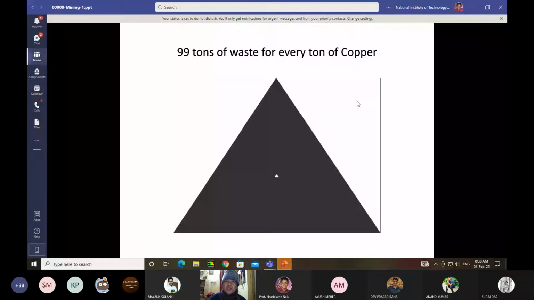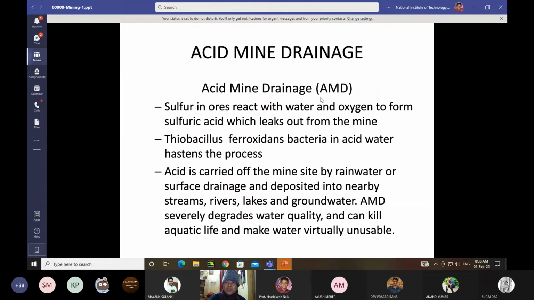So 99 tons of waste material is produced to get 1 ton of copper. To get 1 ton of copper, you are generating 99 tons of waste material. And acid mine drainage is a great problem in surface mines. Acid mine drainage occurs because of sulfur in the ores.